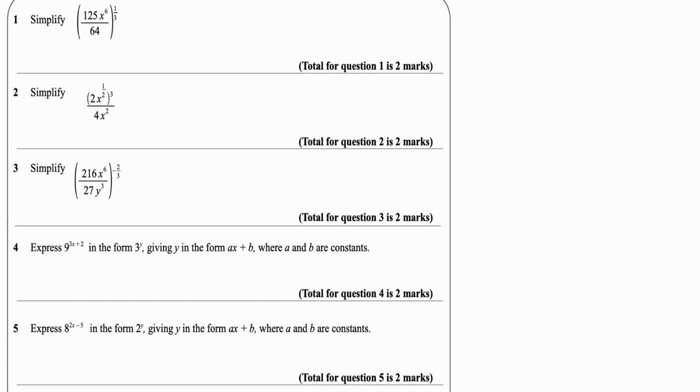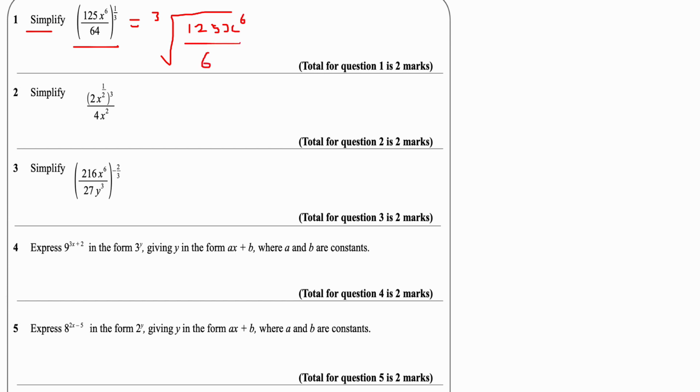Okay, question number 1 guys, says simplify this index: 125x to the 6 all over 64, all to the power of a third. Now power of a third in maths is just the cube root, so I take the cube root of this fraction. Essentially, I take the cube root of the numerator and the cube root of the denominator. So I work the cube root out of each part.